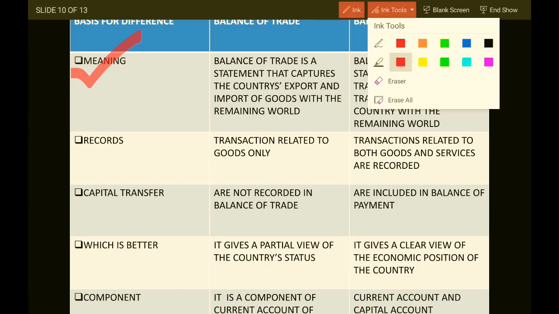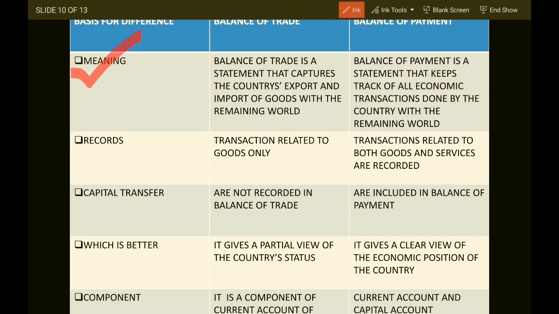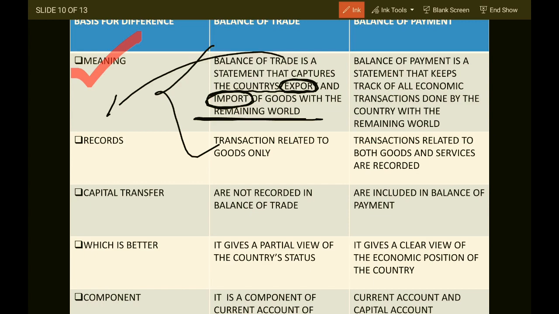Balance of trade is a statement that captures the country's exports, how much they have exported and how much they have imported from other countries, with the remaining world. Okay, goods with the remaining world. It is just a statement recording only tangible items. Remember, this is a very easy point.